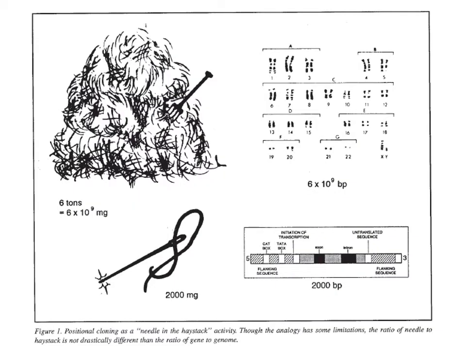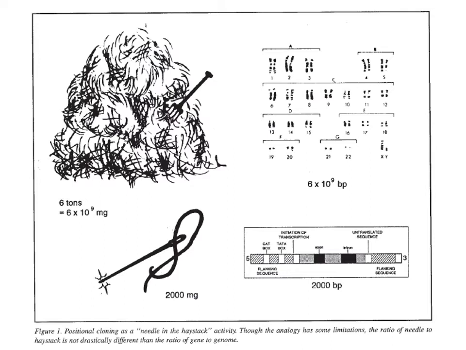Okay. So here, Dr. Collins included a figure, which I just like because of his analogy that positional cloning is like a needle in the haystack activity, right? You're looking for a gene that's within 3 billion nucleotides in the human genome.